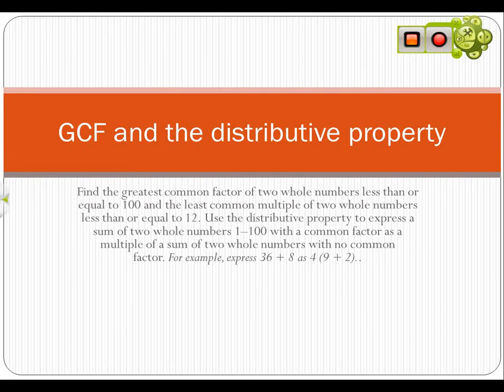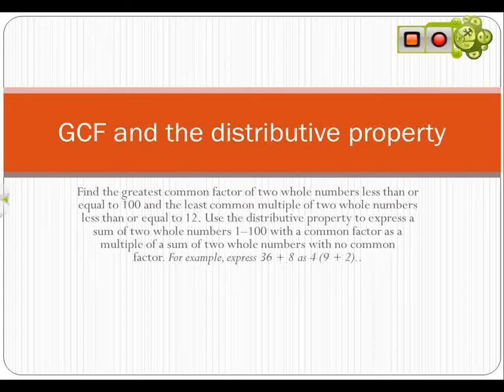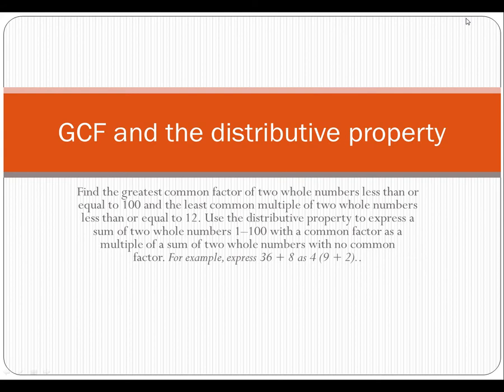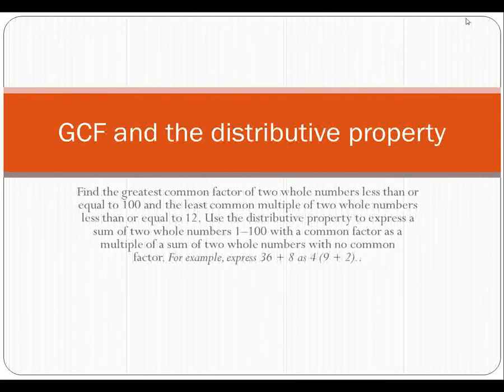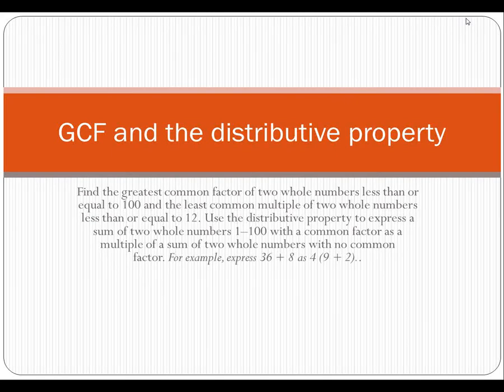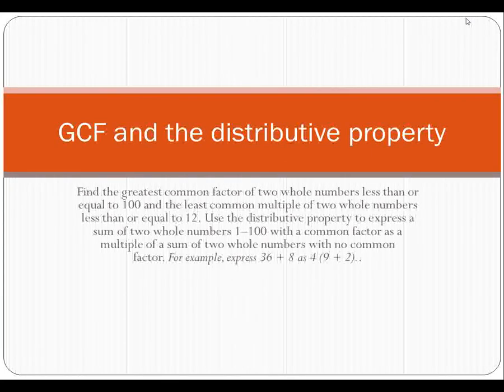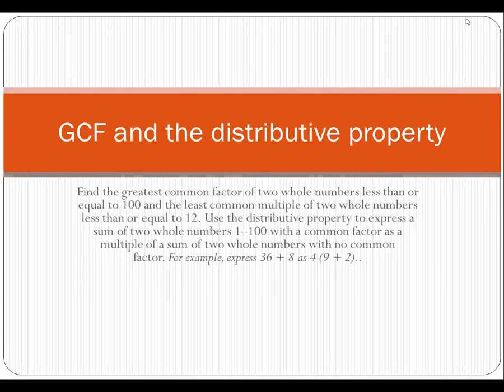So let's see what you're going to be able to do: find the greatest common factor of two whole numbers less than or equal to 100 and a least common multiple of whole numbers less than or equal to 12. Use the distributive property to express a sum of two whole numbers between 1 and 100 with a common factor as a multiple of a sum of the two whole numbers in common. For example, 36 plus 8 as 4 times 9 plus 2.